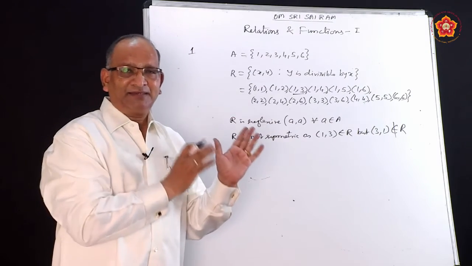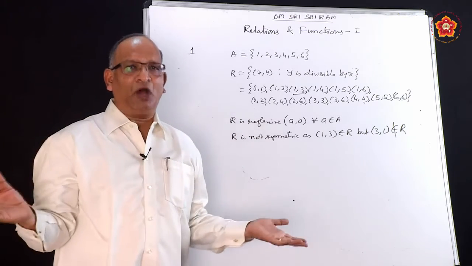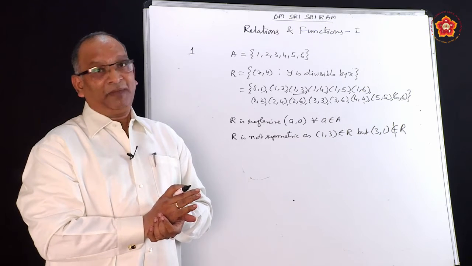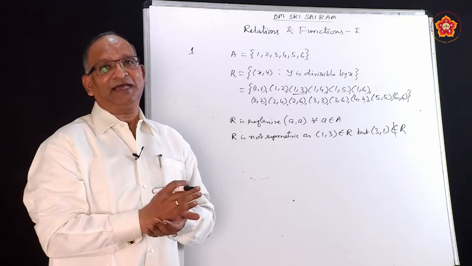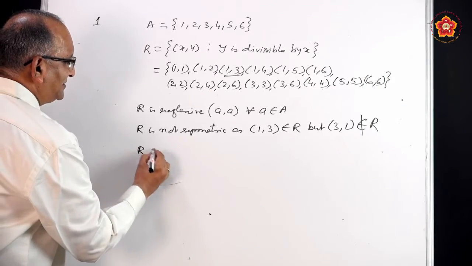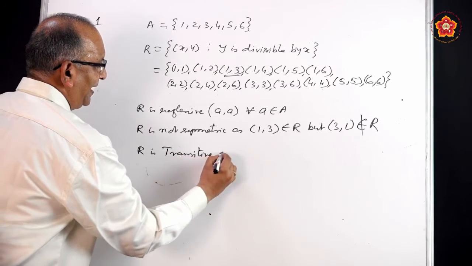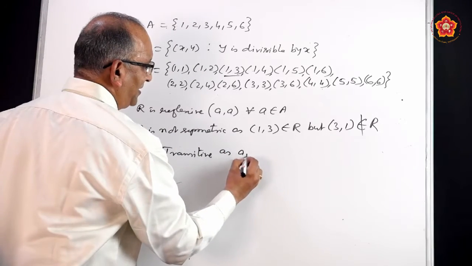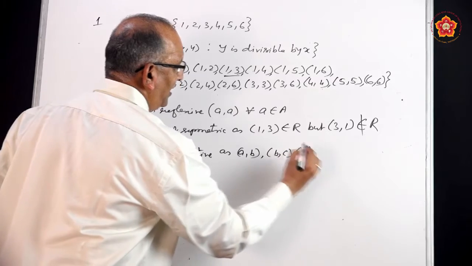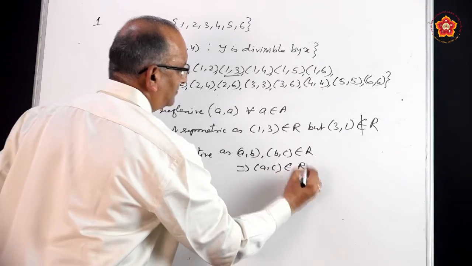So, we find that the relation is transitive. Even for one element, if it is not true, we will say it is not transitive. But remember, we are confirming it is transitive, so we do not give an example. So, how do we write? We say R is transitive as (A, B), (B, C) belongs to R implies that (A, C) belongs to R.